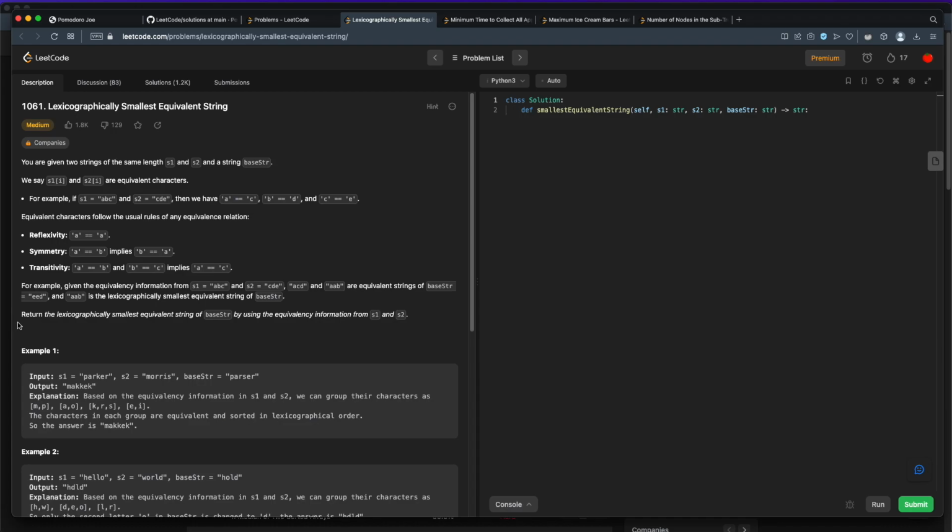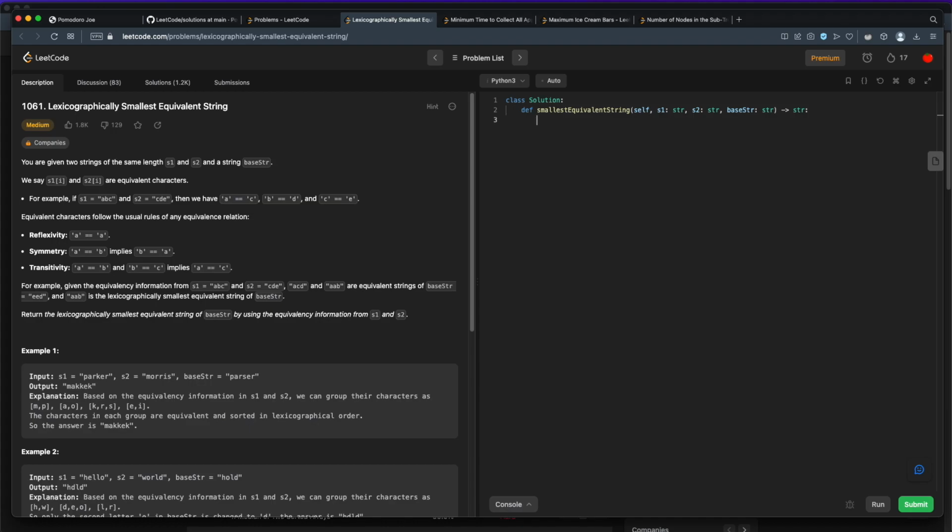It has an example, and then it says your goal is to return the lexicographically smallest, that means letters earlier in the alphabet, equivalent string of the base string by using the equivalency information from S1 and S2. So we're given some set of characters, S1 and S2, that have equivalent groups. You want to find the smallest letter in each group, and for every character in the base string, replace its character with the smallest equivalent character, and then return the result.